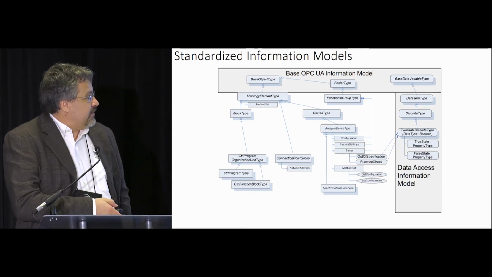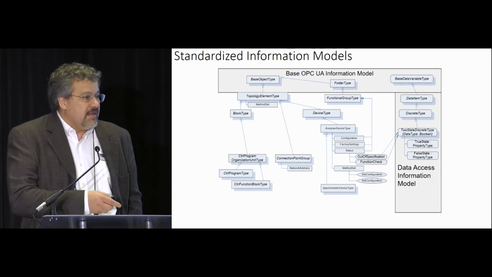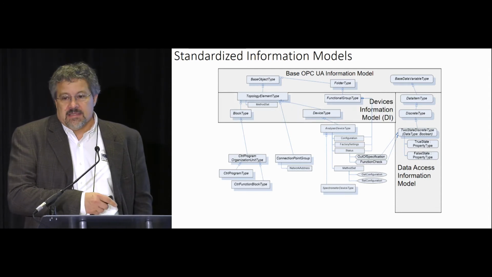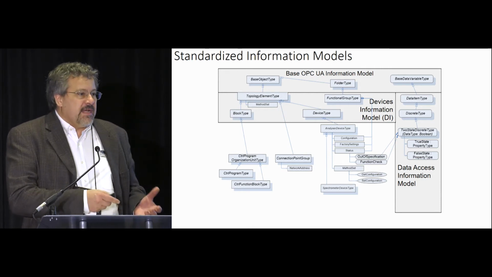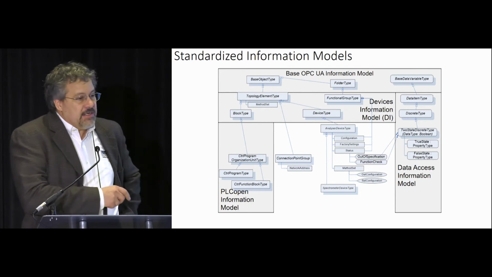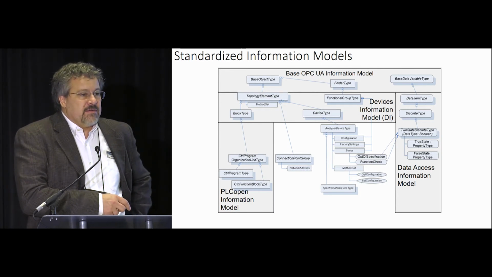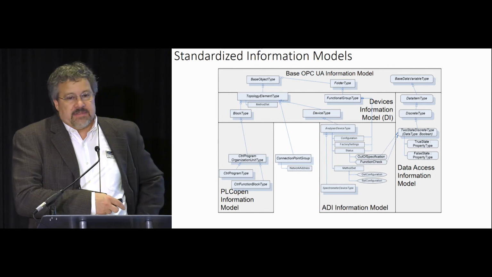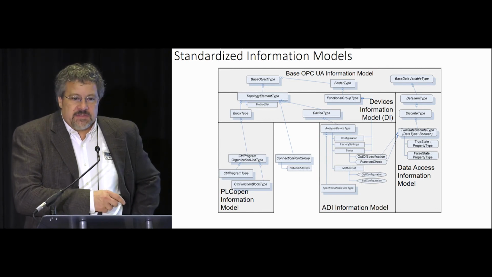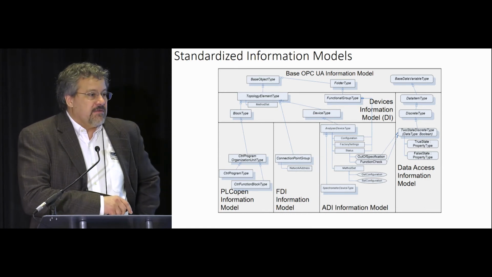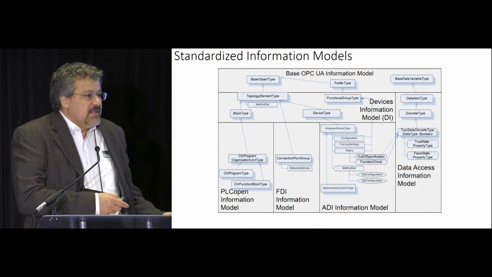We have models for data access. Again, the Foundation generated these. Then we have device models. And these are all sort of the base models that when you build a companion spec, you layer on top of. We have a PLC open information model, so that if you're dealing with PLCs. Or we have an ADI model, which is a pharma generated, but it's for specific device models. And then, of course, we have an FDI mapping. So we have a way to generate standard models upward.